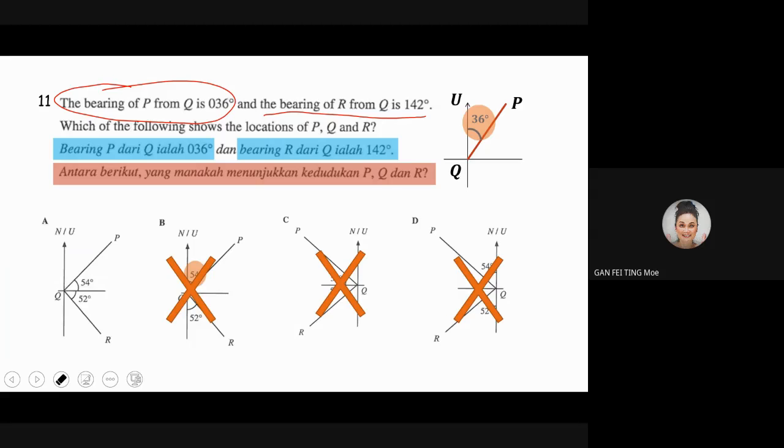Actually, this is very easy, right? It's very easy for you to score also. So now you want to confirm your answer. You draw your bearing of R, which is 142 from Q. So when it's 142, what is the angle of this? You should be able to get it. 142 take away your 36, you get 106. The total angle here is 106, which is equivalent to this 106. Means that A will be your answer.